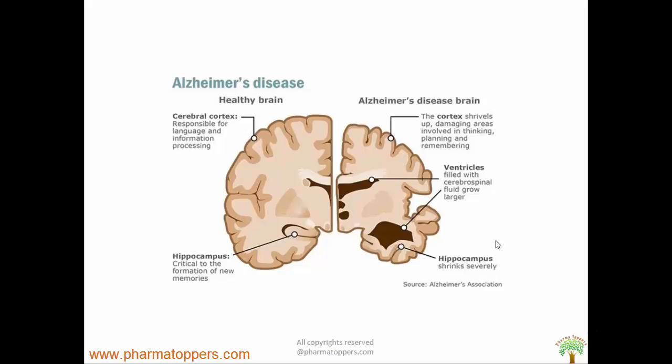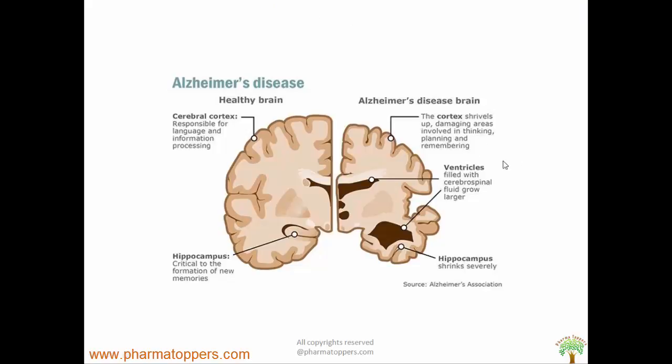So here you could see in this figure which depicts a difference between the healthy brain and the brain in Alzheimer disorder. In this you could see the cerebral cortex, which is responsible for language and information processing, whereas in case of Alzheimer disease brain, the areas in the cortex involved in thinking, planning and remembering are damaged, as well as the ventricles.